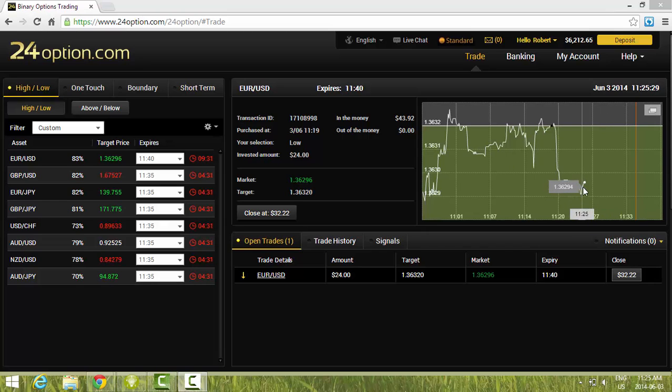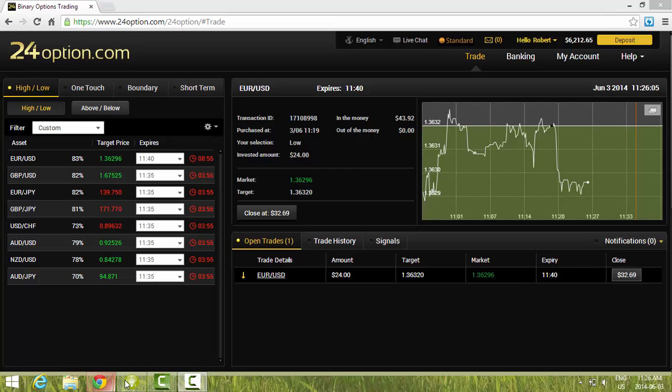So this is a live trade, so you can probably notice the price is changing here. So we're right there. Target entry is 1.36320, currently at 1.36296. It's about 2 pips in the profit. This is a Euro-US dollar currency pair. We bought a put. So as you can see, the little black dot right there, that's where we entered.